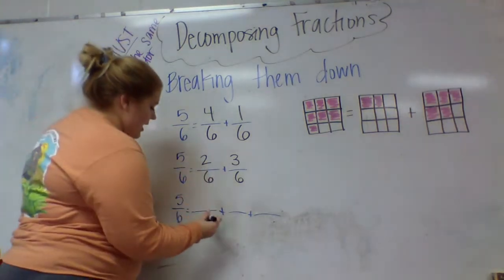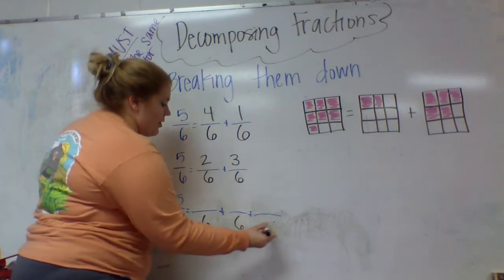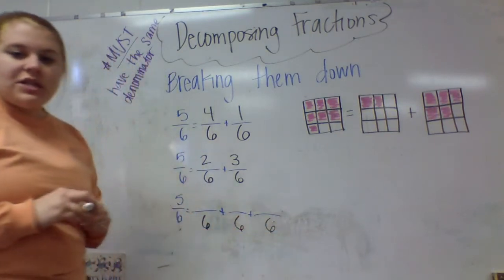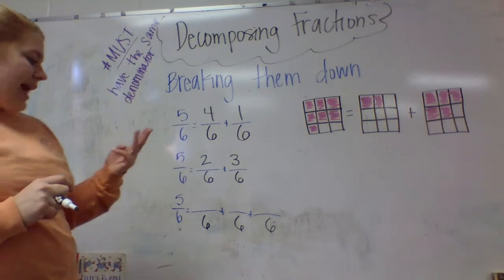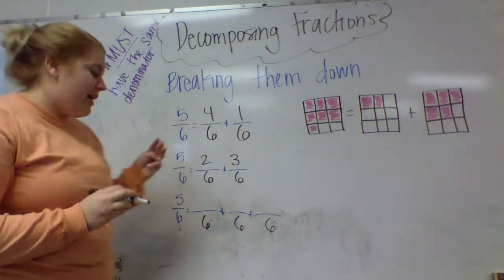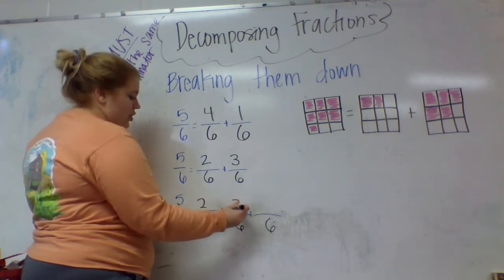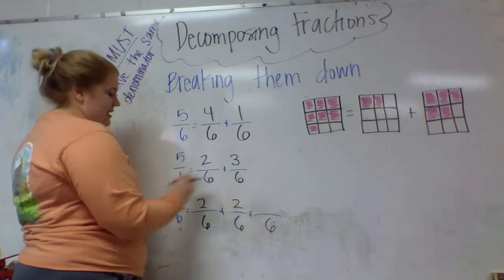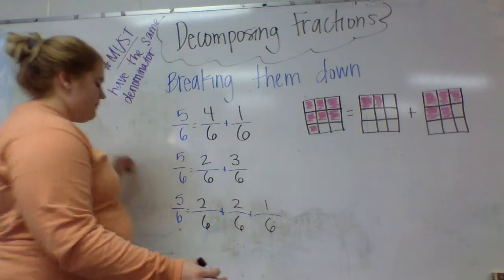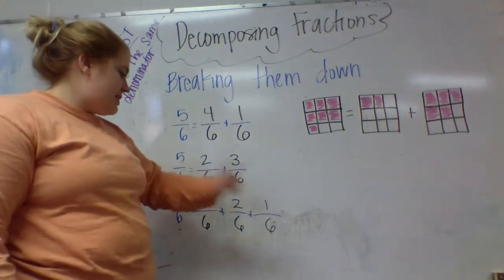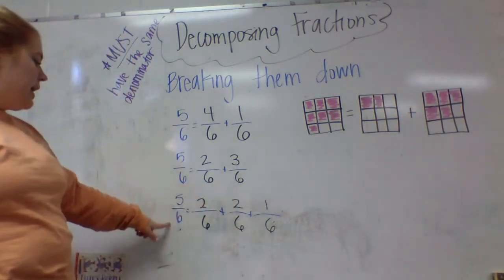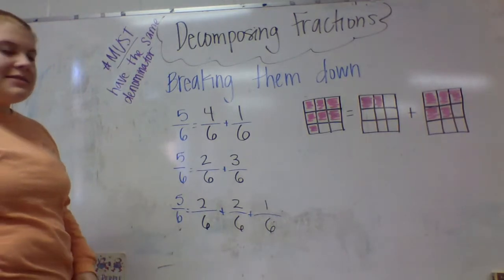What if I want to decompose it into three different fractions? What's something I can add, three numbers together, to give me 5? What if I do 2/6 plus 2/6, so this gives me 4/6, and I know that I need one more. 2/6 plus 2/6 plus 1/6 equals 5/6.